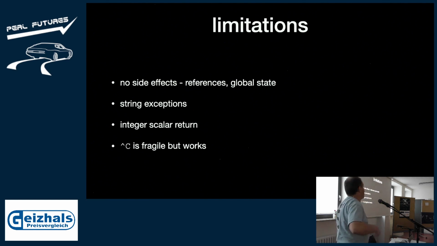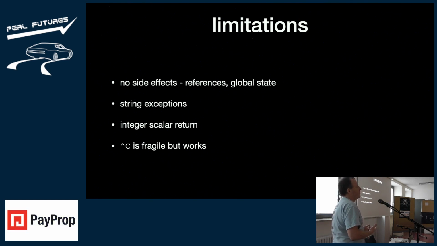So, the limitations are a side effect of what I just said: it's forked in a child. In that block, it's in a child, so there are no side effects. If you pass in a reference and modify things hanging off that reference, it won't be seen. Global state isn't changed. In particular, that means if you're using Test::More, Test::Simple, and so on, the test counter has diverged. We'll get to that in the next slide.